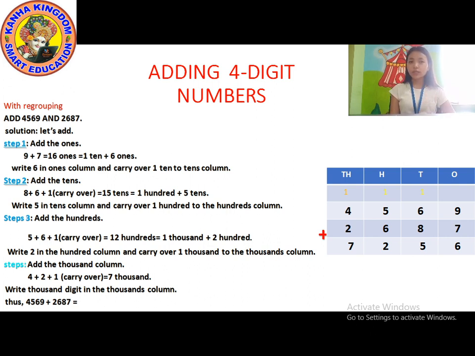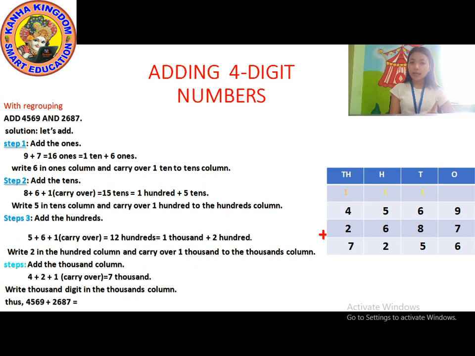So the fourth step is to add the 1000 column. You have to add the 1000 column. So in the number 4569, 4 is the digit which is present in the 1000 column. So we take 4 from 4569, and in the second number 2687, we take 2, because 2 is present in the 1000 place, right?